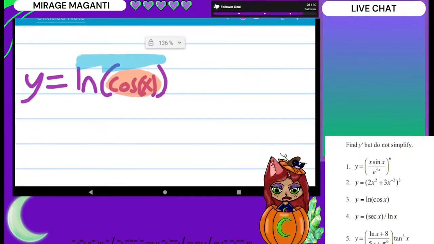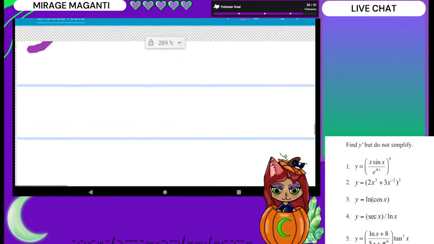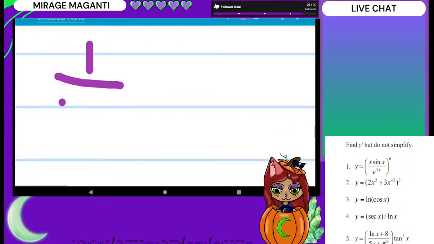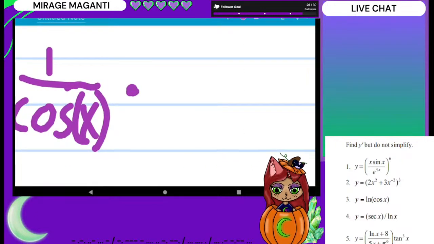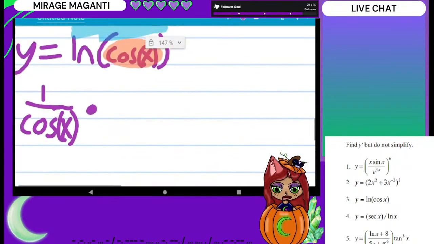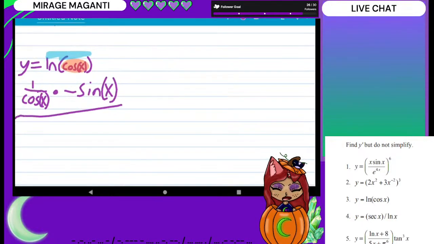This is another chain rule, so inside, outside. So we want to solve outside and leave inside alone. So the natural log of x is 1 over x, which turns this into 1 over cosine x. And then we times that by our solved inside, which the derivative for cosine is negative sine x. And so there is our solved number 3.